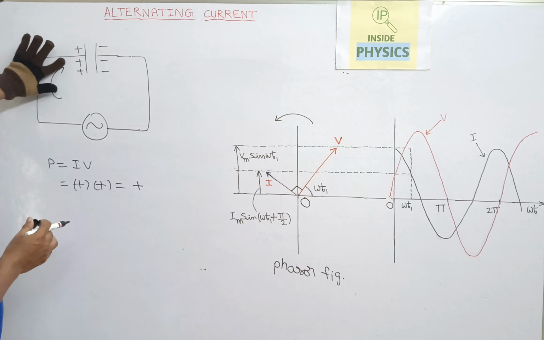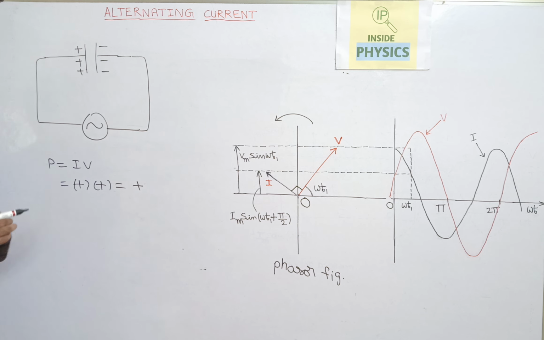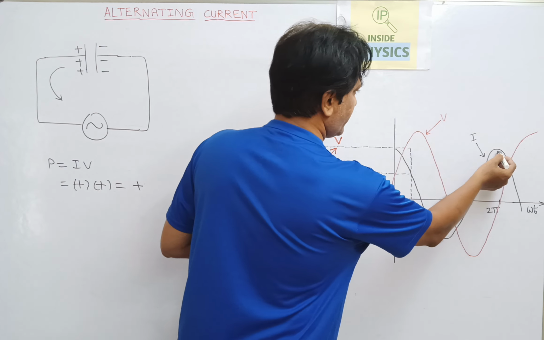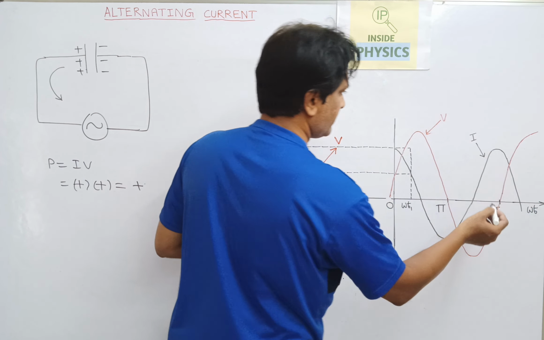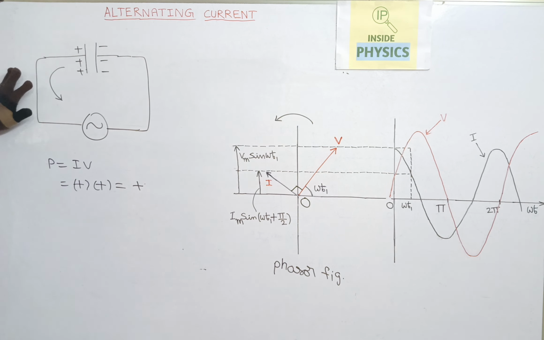So the power is absorbed from the source. In the same way, in the second quarter cycle of the positive side of the current, the current is decreasing. The current again comes to 0 from the maximum. When the current is decreasing, the charge is also discharging.